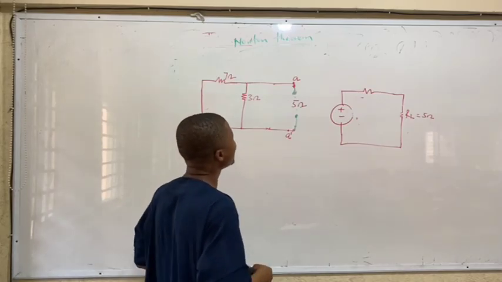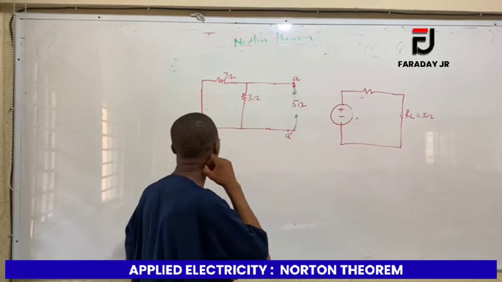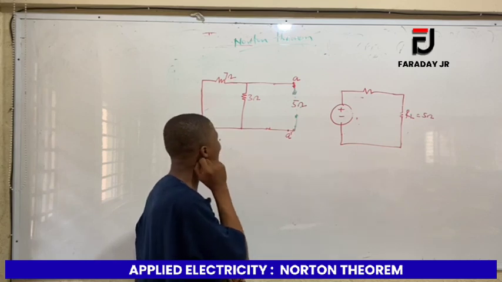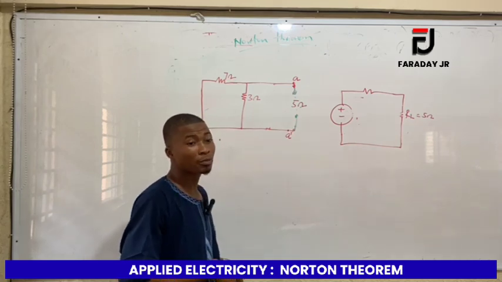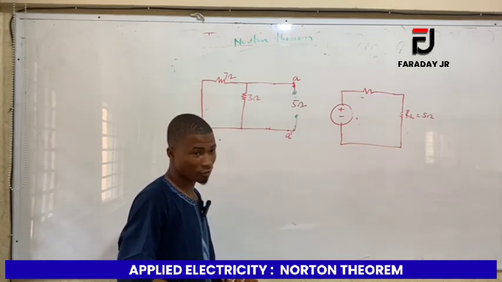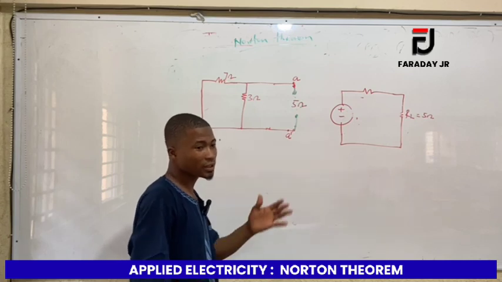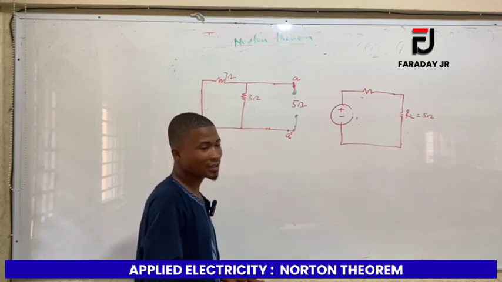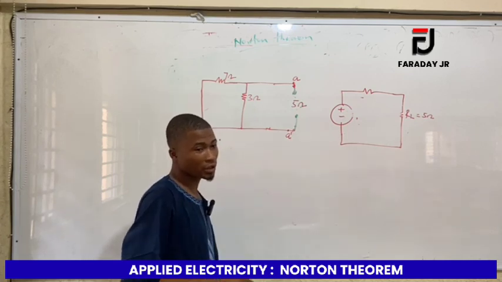We are moving on to the Norton Theorem. Norton Theorem is very, very easy as well. And then we don't need to go through the process of finding Thevenin's resistance, because Thevenin's resistance is the same as Norton resistance. And this is related by something we call the source transformation.